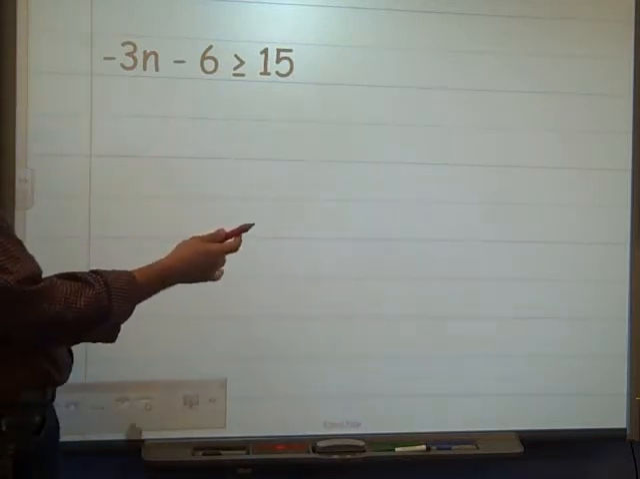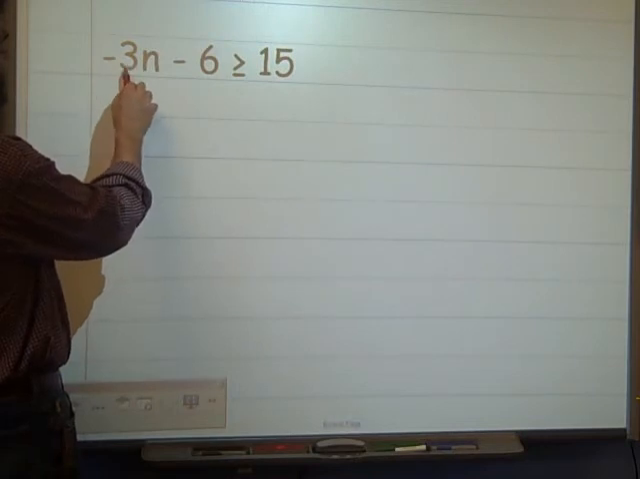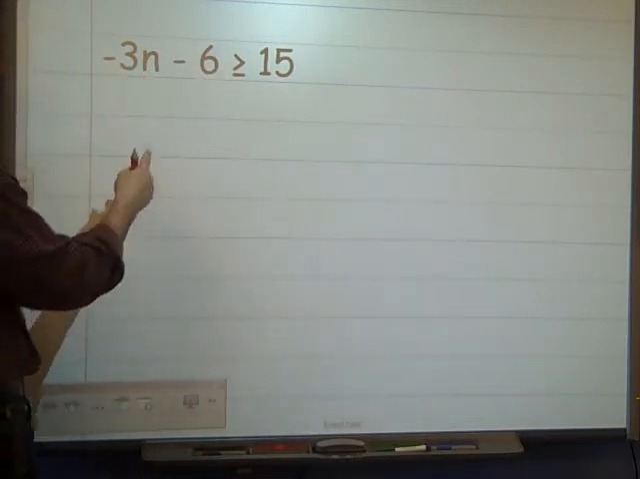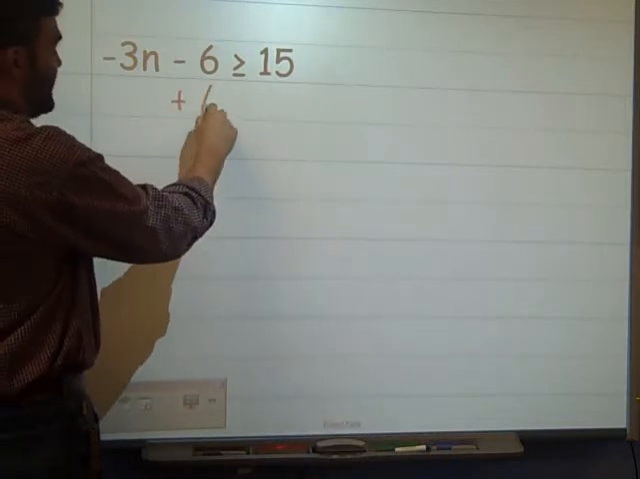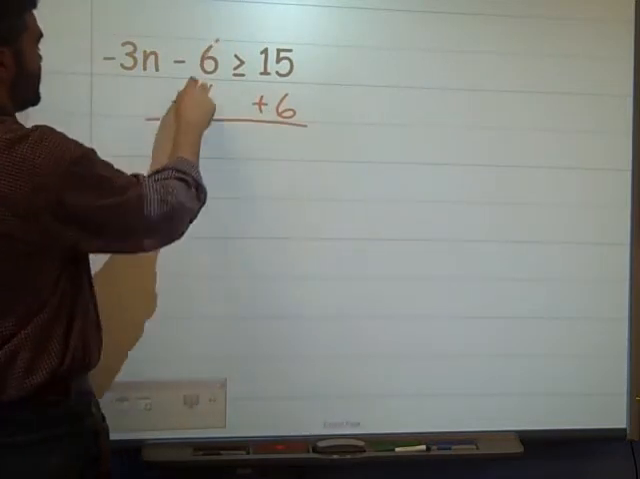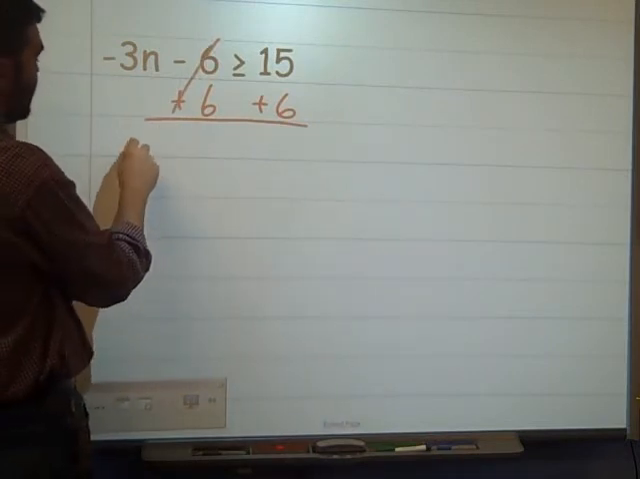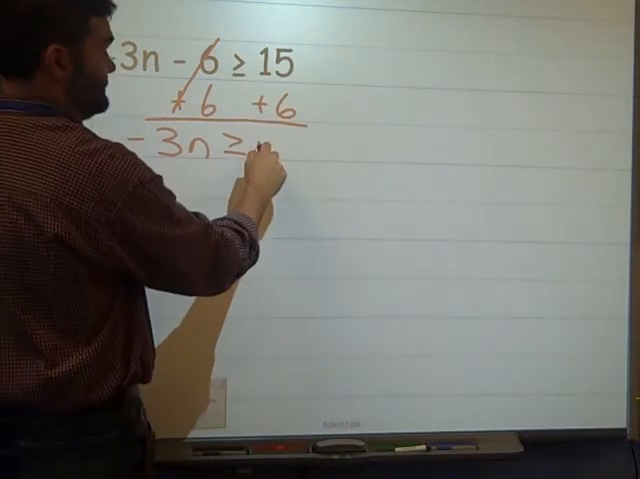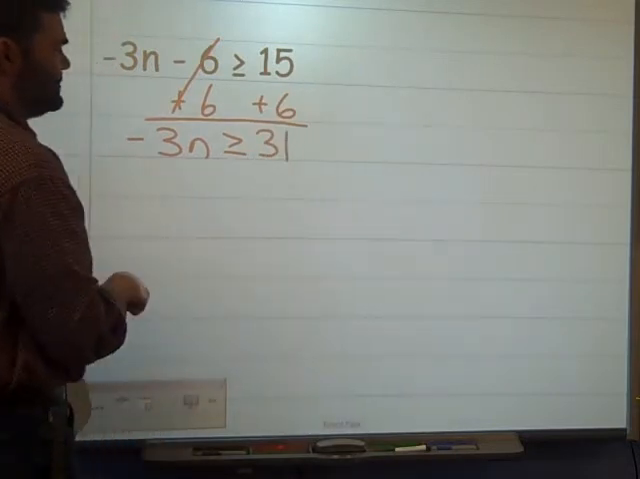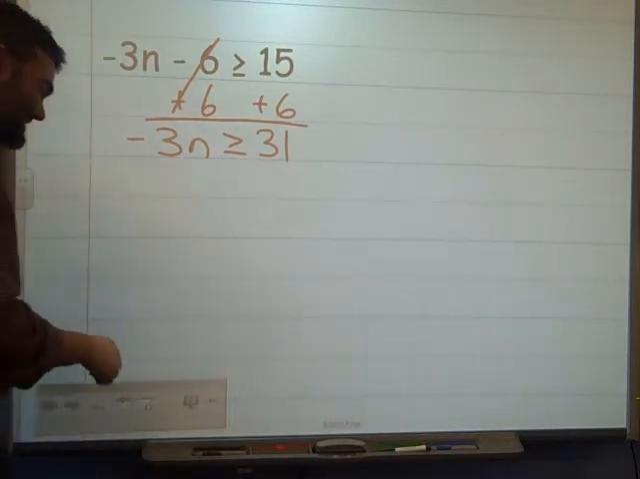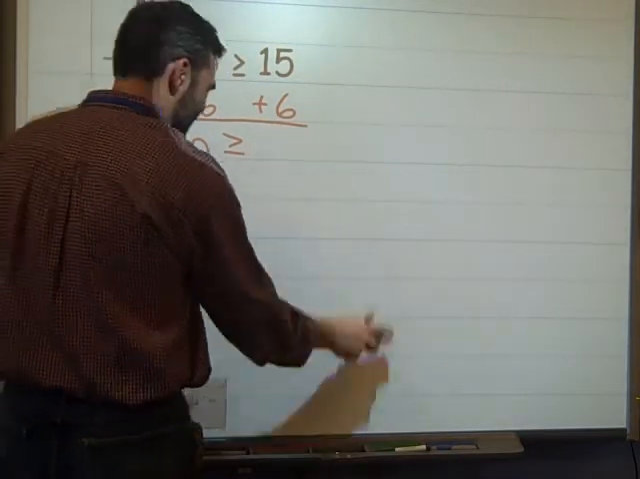We solve it the same way. Two steps. We've got negative 3n minus 6 is greater than or equal to 15. So it's 2 steps. First we get rid of the minus by adding 6 to both sides. Once we add 6, we're left over here with negative 3n is greater than or equal to 21. Sorry about that.